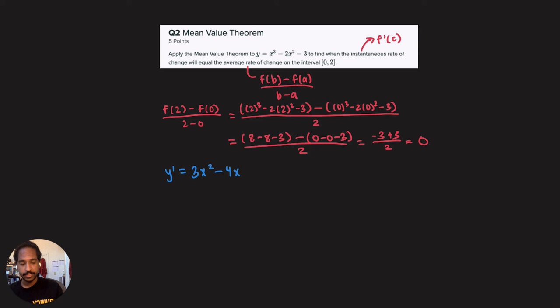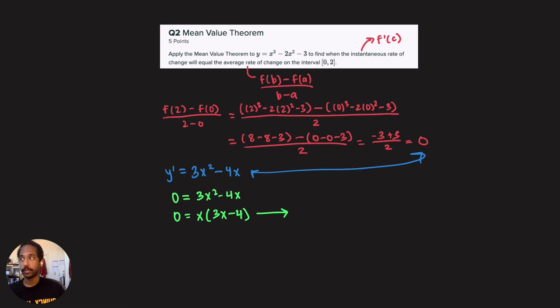And when is this equal to that? We have to write an equation. Use green. 0 equals 3x squared minus 4x. I know that I can factor out an x from each of these terms, and so I'm going to do that. 0 equals x times 3x minus 4.